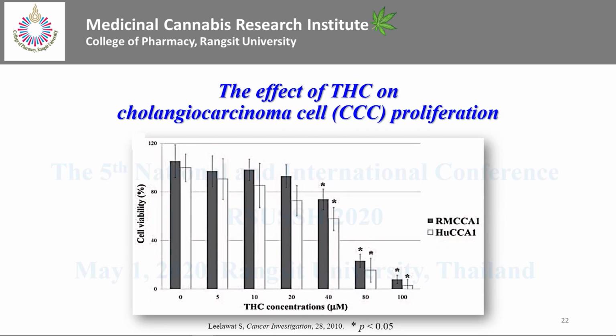Cell proliferation assays were performed in cholangiocarcinoma cells treated with THC at concentrations of 5 to 100 micromolar or vehicle. After 24 hours of incubation, the results show that THC at 5 to 20 micromolar has no significant effects on the inhibition of cholangiocarcinoma cell proliferation when compared to untreated cells. However, at high concentrations of THC from 40 to 100 micromolar, cholangiocarcinoma cells were significantly inhibited in a dose-dependent manner.